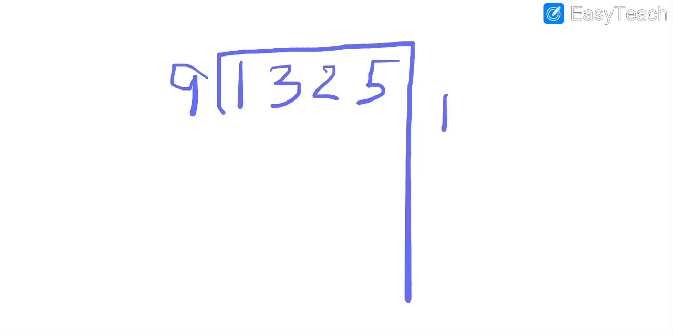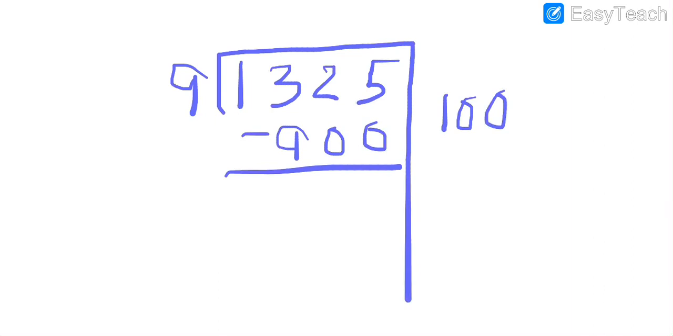So let's try 100. Write that on the outside. Times 9 is 900. Go ahead and write your 900 down here, but make sure you line up your columns. Okay, and we're going to subtract that from 1,325. Okay, let's do that together. 5 minus 0, you got it. Write it down as 5. 2 minus 0 is 2.